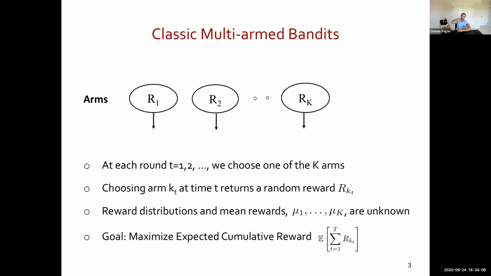The goal of maximizing the cumulative reward can be equivalently posed as minimizing the expected regret. And regret is basically defined as the reward that we lose by making suboptimal decisions. So let's say K star denotes the best arm, best in the sense of having the maximum mean reward among all these K choices.